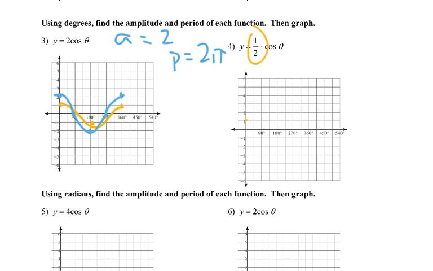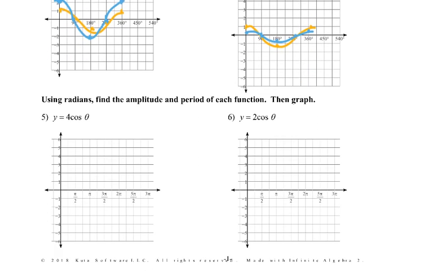If it's 1/2, looking at our parent graph, okay, at 1/2, we just cut it down a half, down a half, down a half, but 90 and 270 are still on the 0, and it just looks like we squished it. Okay, it doesn't matter if it's degrees or radians, same idea.